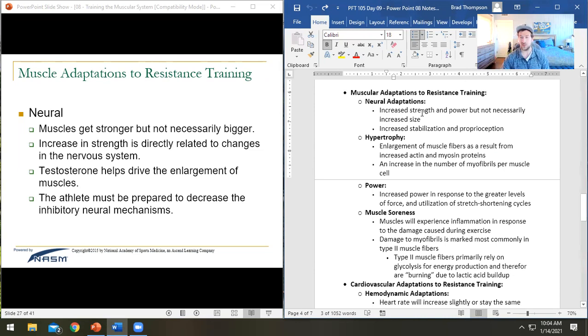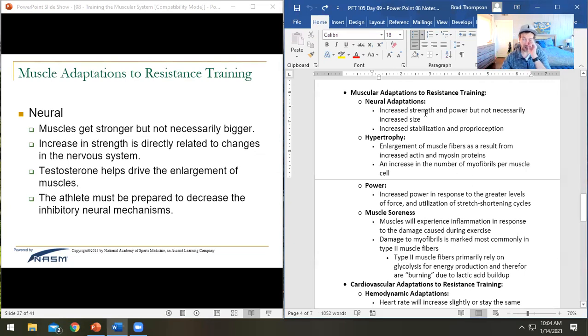Some of the neural adaptations we're going to see are increases in strength and power, but not necessarily size. Like I said, you see a lot of Olympic powerlifters. They're some of the most powerful, strong people on the planet. They're not that big. Don't get me wrong, they're in excellent shape, but they're not as big as a bodybuilder. And yet bodybuilders can't really lift as much as Olympic lifters. So maybe size isn't the only thing that has to do with strength. There is a connection for sure, but it's not always a direct translation.